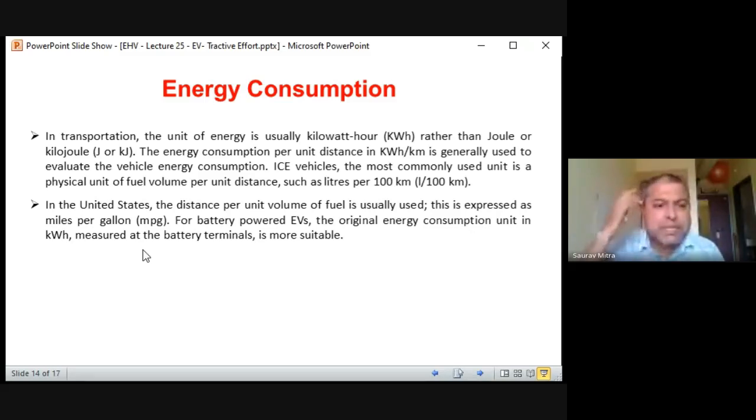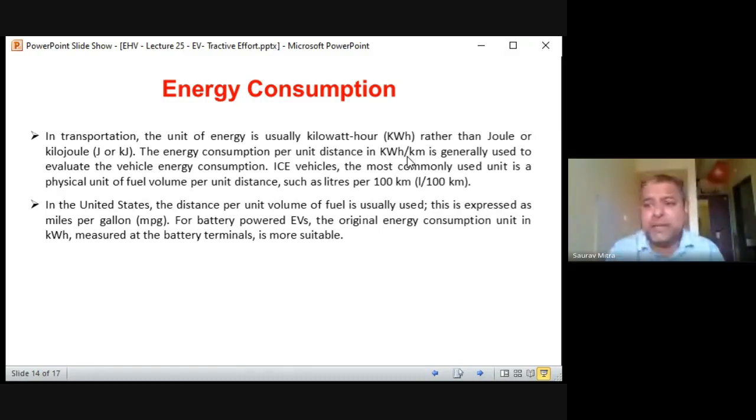In the US, it is miles per gallon, and they call it gas or gasoline. Okay, for the battery powered EV, the original energy consumption unit is kilowatt hour. So remember this. What is the unit of energy consumption of an electric vehicle? It is kilowatt hour per kilometer.